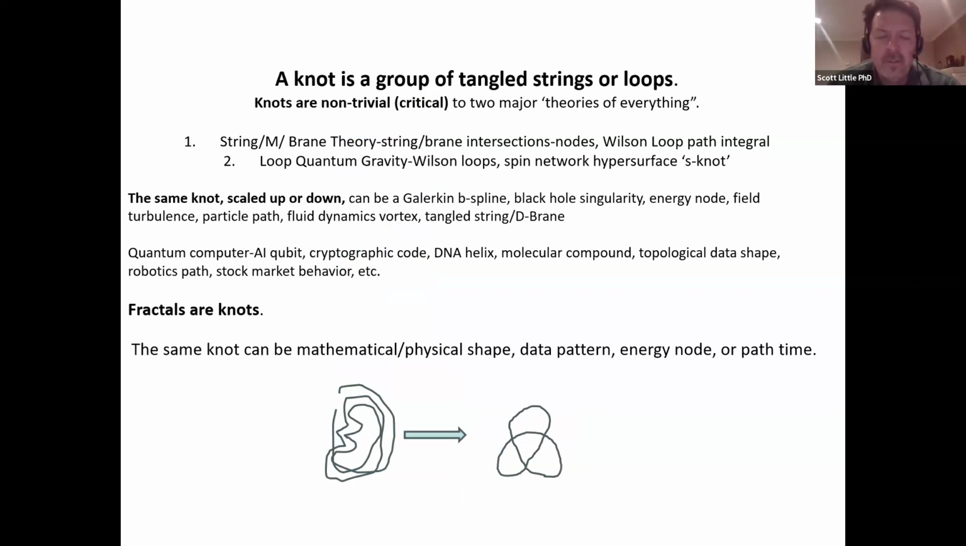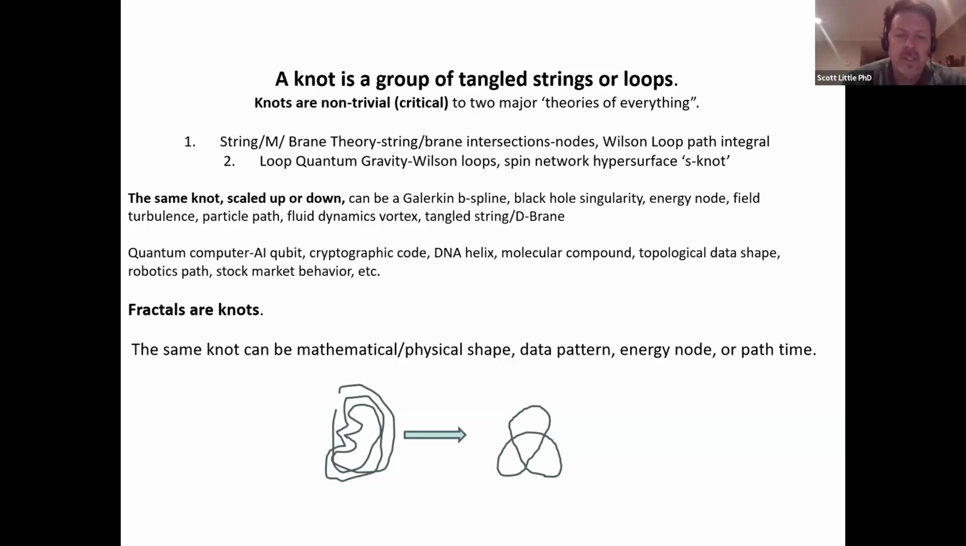Even in physics, with the two theories of everything, which are string M theory, brane theory. A brane is just a different dimensional string, and what they call Wilson loop path integral, but it's also for loop quantum gravity, which are based on Wilson loops, or just the paths of particles through space. And then a knot can be used to be something in a black hole. It can be used in an energy node, a field of turbulence.